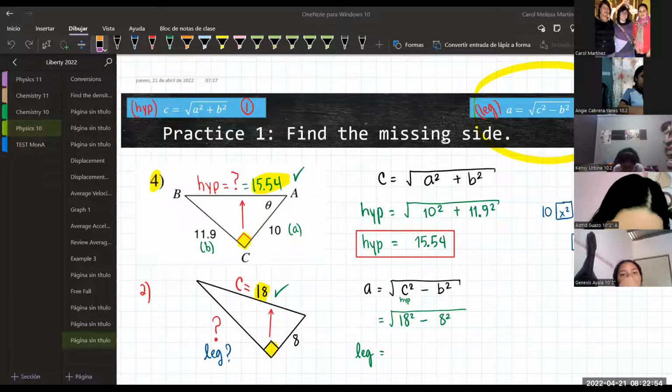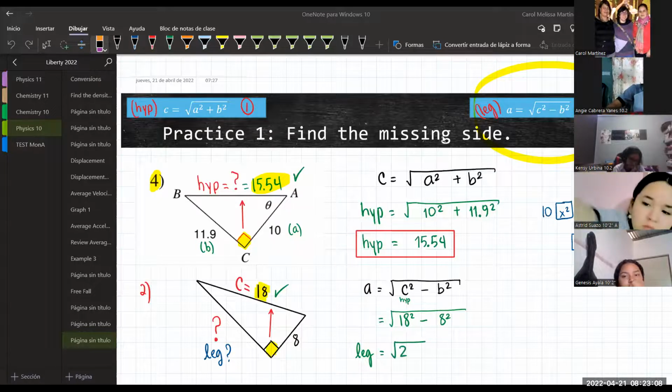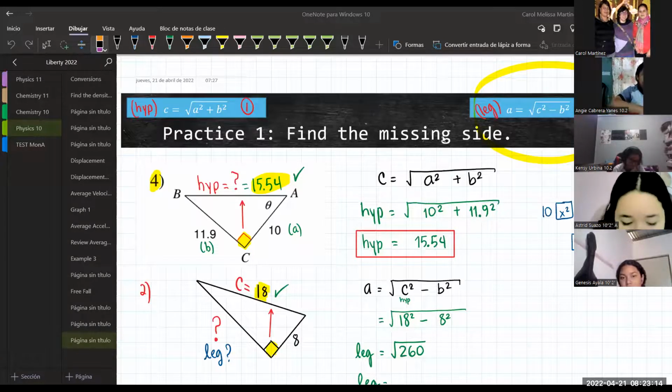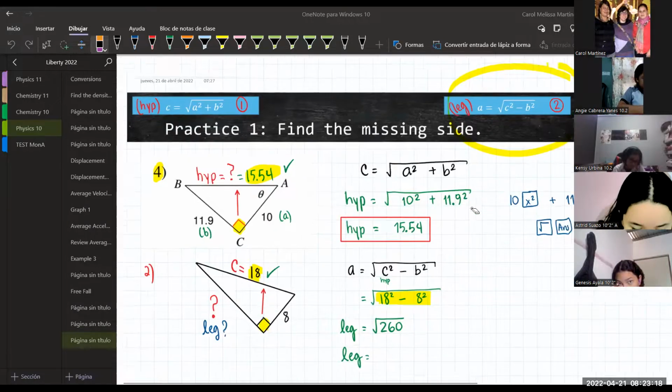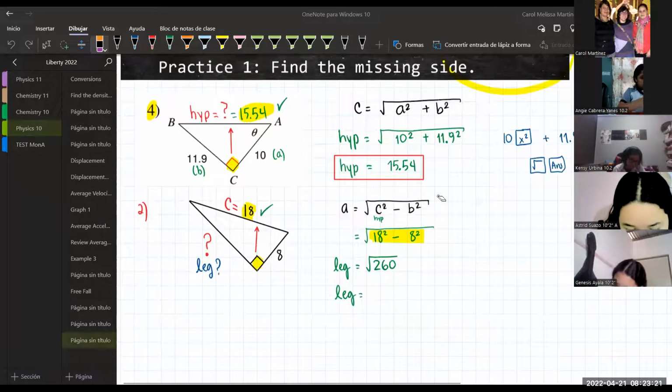How much? 12.27 if you round it. Do it again, okay? 18 squared minus 8 squared. It gives me 260. This subtraction gives me 260, and then I apply the square root of this subtraction, okay? The square root of this answer.